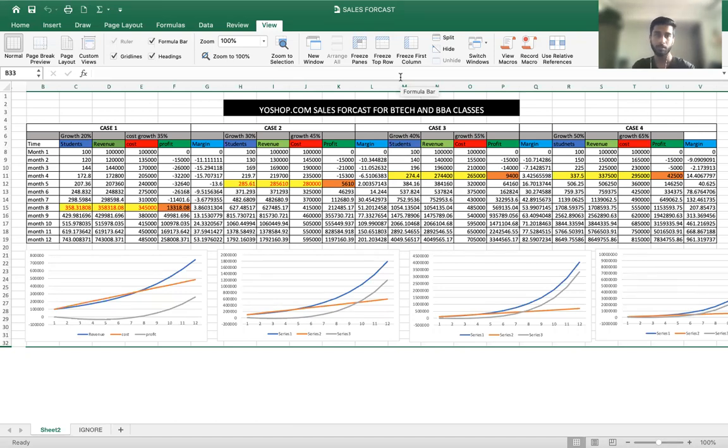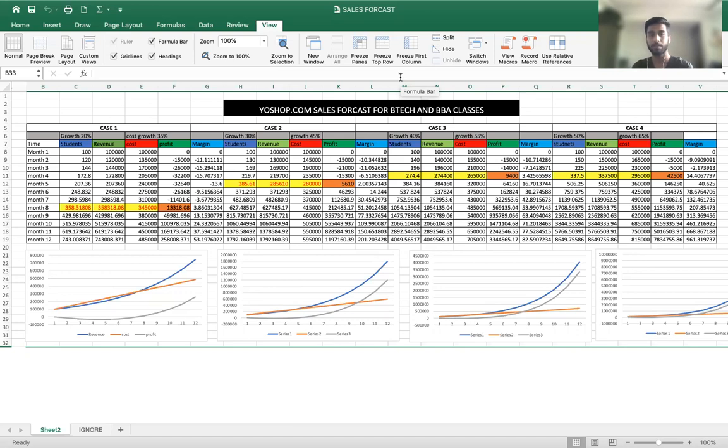So we are assuming that cost growth rate is 35%. 35% consists of adding one teacher every month and some infrastructure and other expenses. So that costs around 35% growth in cost every month and 20% growth in students, considering market and everything. So the margin can grow up to 53% by year end in case one.